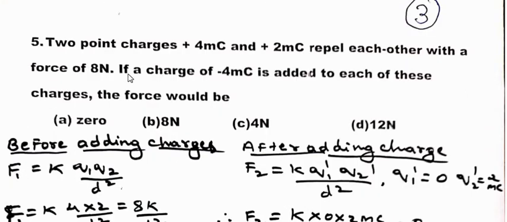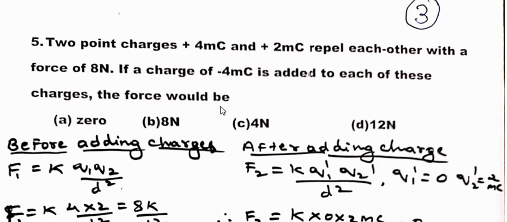Next, fifth one. Two point charges, plus 4 millicoulomb and plus 2 millicoulomb, repel each other with a force of 8 Newton. If a charge of minus 4 millicoulomb is added to each of these charges, the force would be.